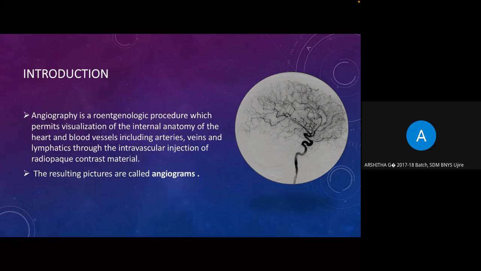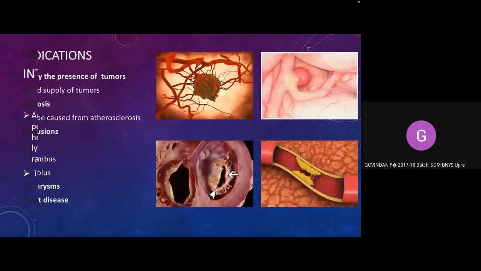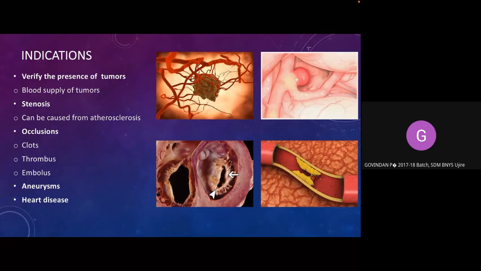What is this image over here? Can anybody tell me what it looks like? Brain. Yeah, it's a brain, and they have taken a picture. The parenchyma is not visible, only the blood vessels are being seen. Okay, coming to the indications of angiography, when they are done, we could verify the presence of tumors.